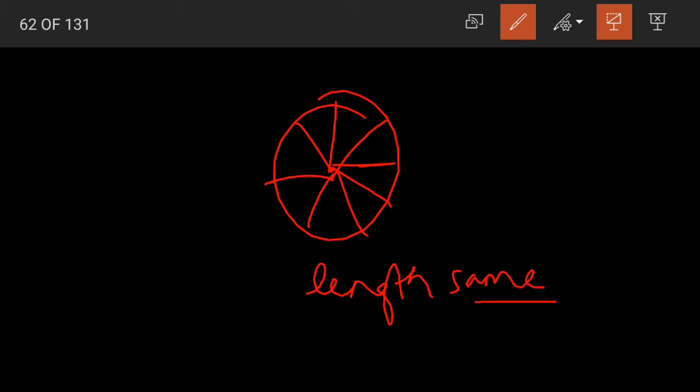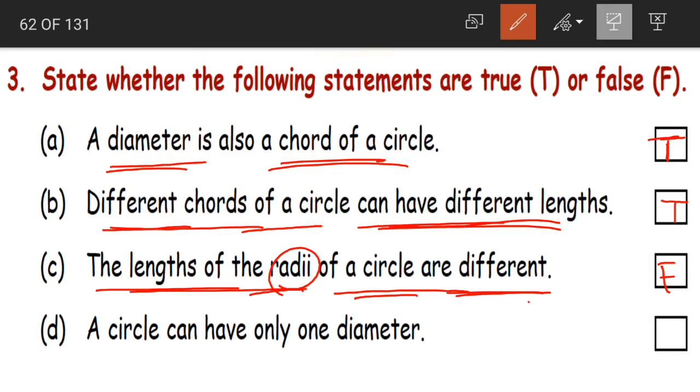So if you have any doubt like how can the length be the same, you can draw a circle on the paper, and also draw different radii like this and measure the length of each radius and compare whether the length is actually same or not.